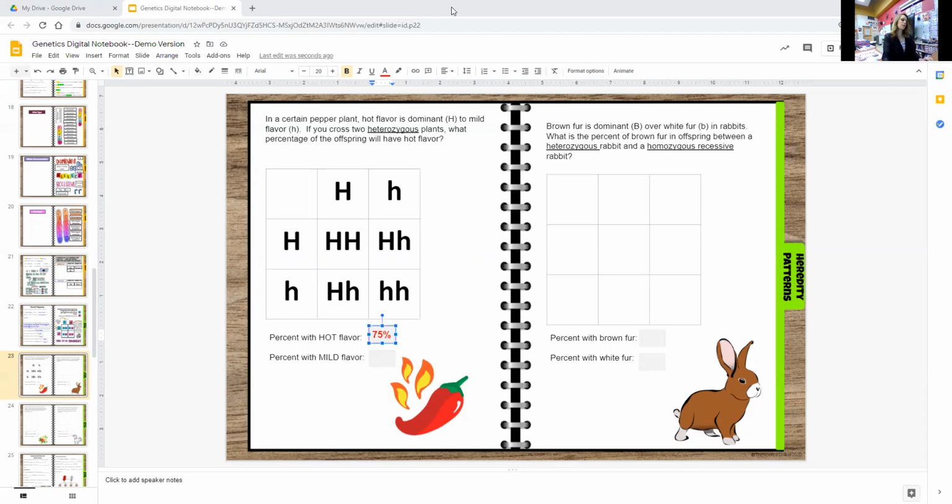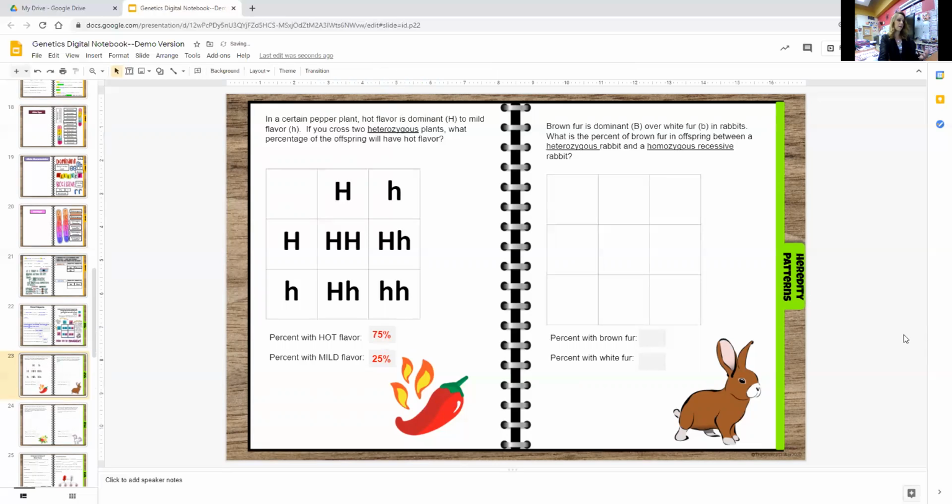All right. So the percent with mild flavor. So mild flavor is recessive, which means I have to have 2 recessive alleles for that mild flavor to pop up. And that's this little one back here with 2 little h's. So that's 1 out of 4, or 25% are going to have mild flavor.